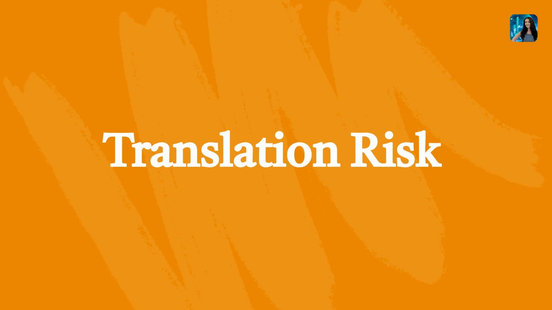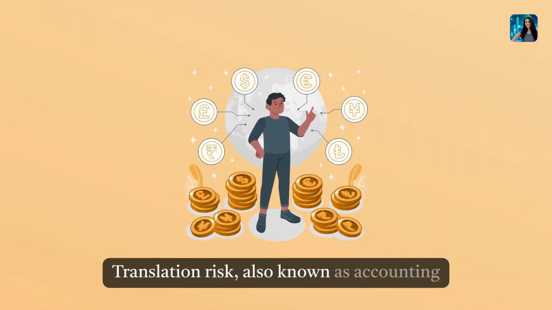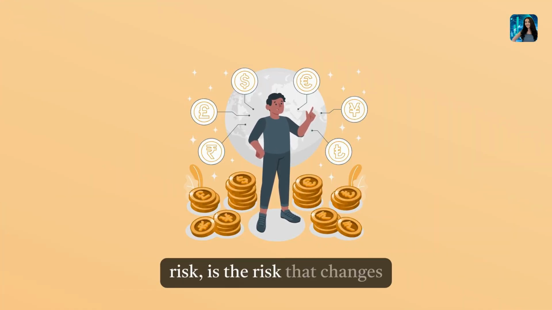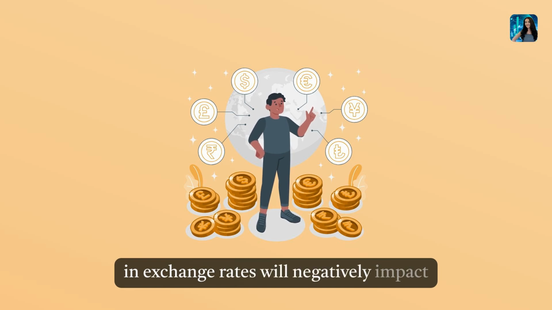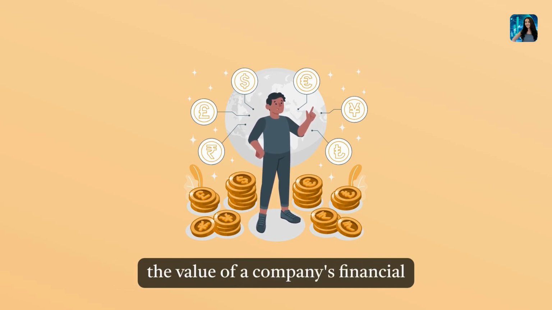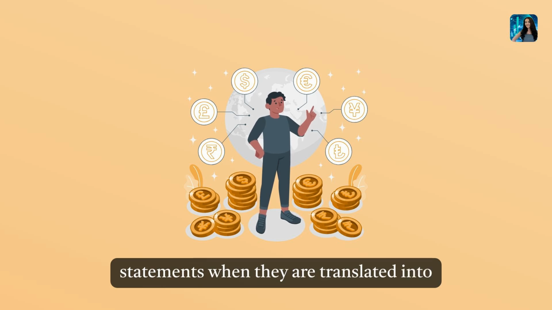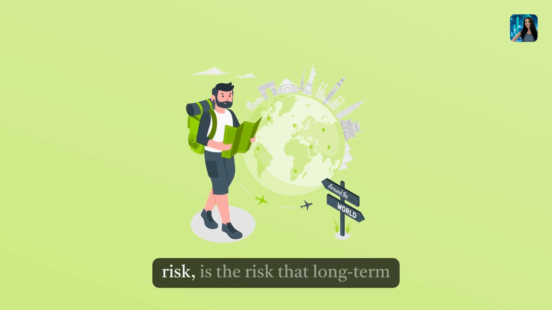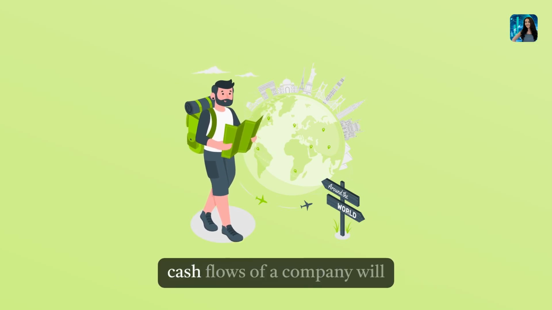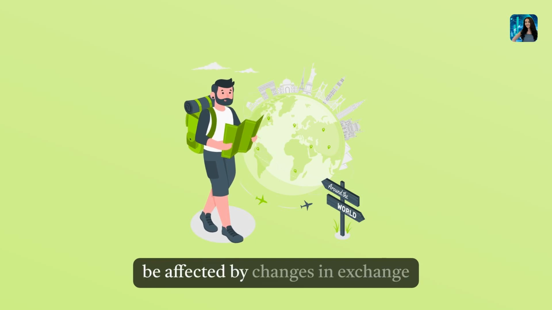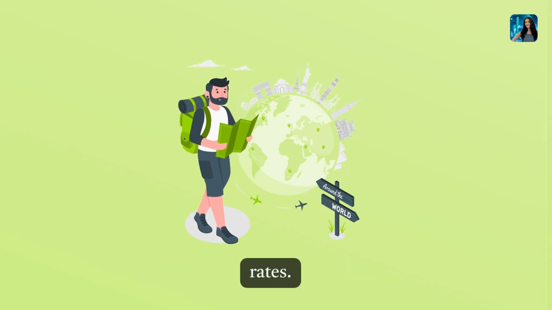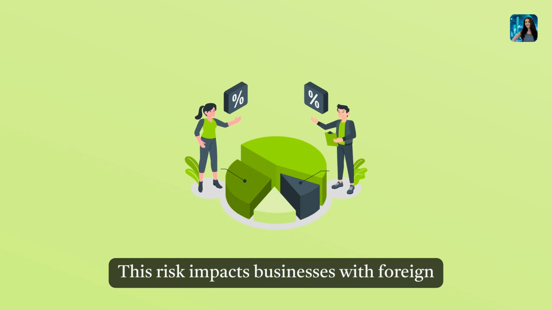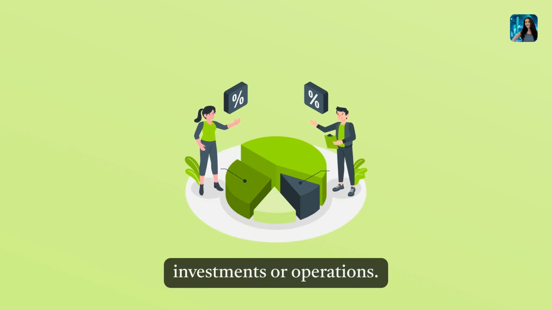Translation risk. Translation risk, also known as accounting risk, is the risk that changes in exchange rates will negatively impact the value of a company's financial statements when they are translated into the home currency. Economic risk. Economic risk, also known as operating risk, is the risk that long-term cash flows of a company will be affected by changes in exchange rates. This risk impacts businesses with foreign investments or operations.